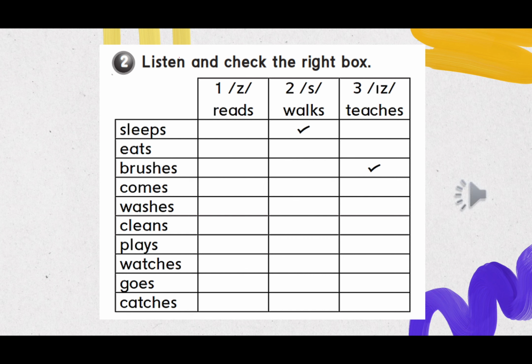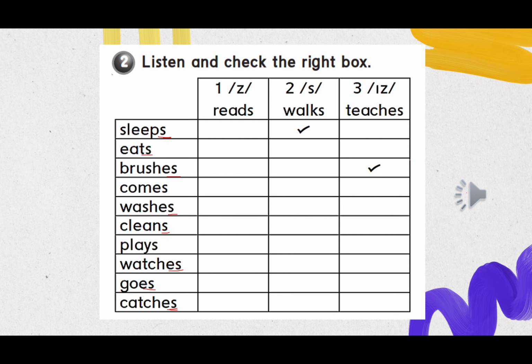Now let's listen and check in the box. Goal 47. I can spell and write words with KN, knife, GH, night, and verbs ending in S or ES. 2. Listen and check the right box. Sleeps.